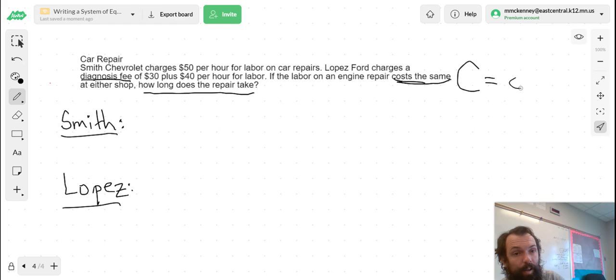All right. So we built the equations. We would graph these, and then find the point where the cost is the same, and how many hours it took. And these are both in terms of y.